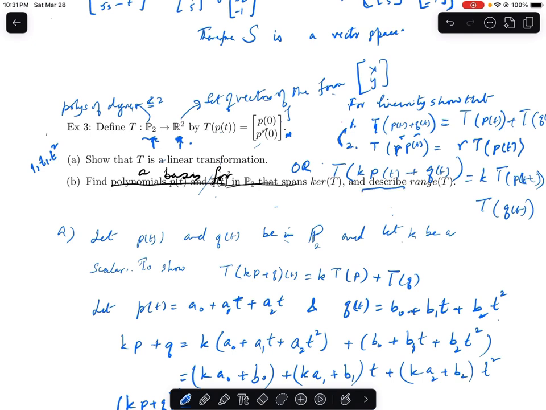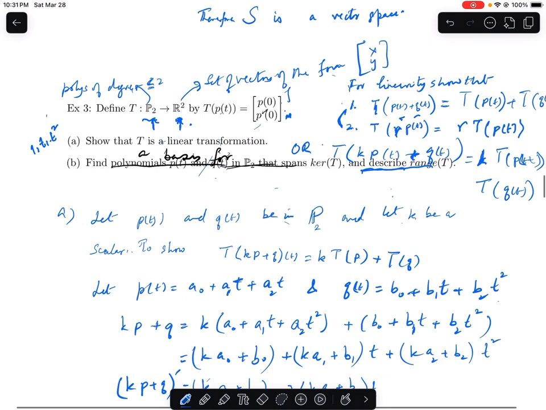Instead of doing those two separately, you can show this: if you take the transform of k times p(t) plus q(t), it will be the same as k times the transform of p plus the transform of q. Here I am taking this second condition that I wrote here. So let p and q be in P2 and let k be a scalar. Now remember, it has to be a non-zero scalar. To show T(kp plus q) is equal to this is what we have to show.